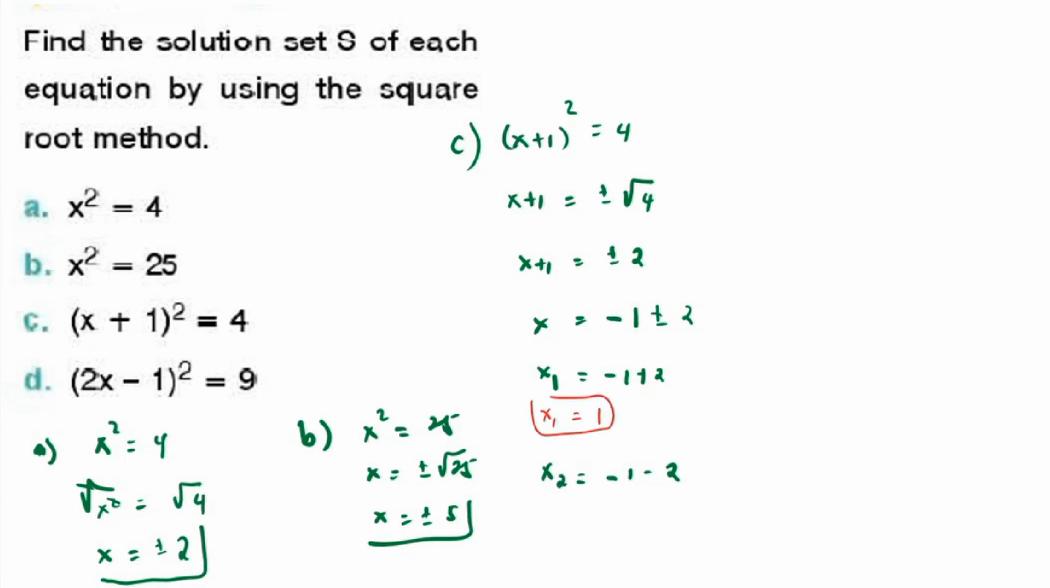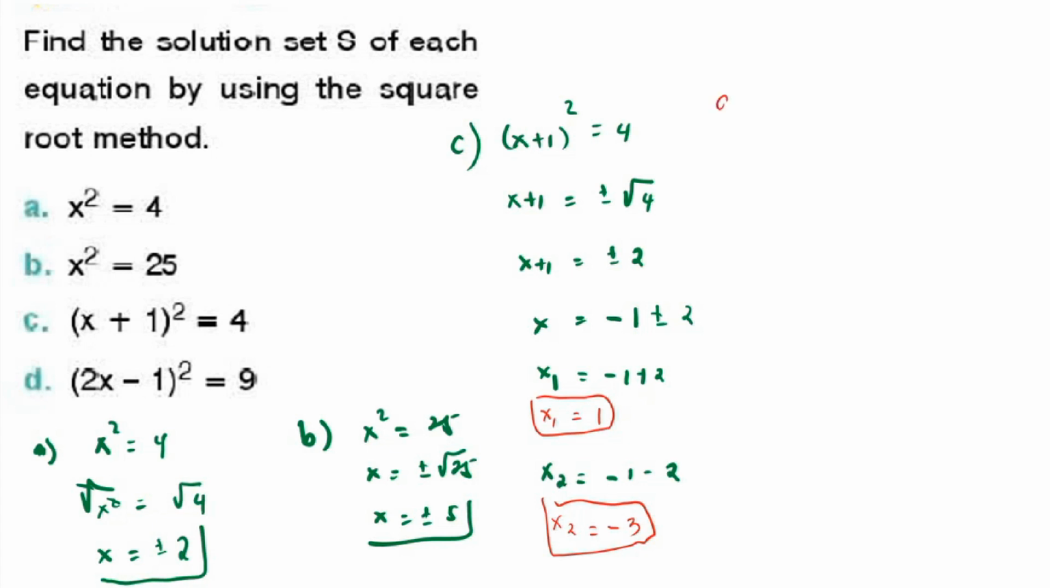That's now the first answer. And for this, I have x sub 2 equals negative 1 minus 2 is negative 3. So the two possible answers now of x are 1 and negative 3. So for letter D, you do the same procedure.